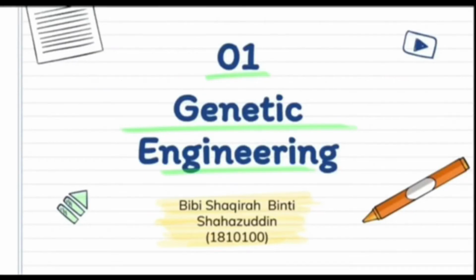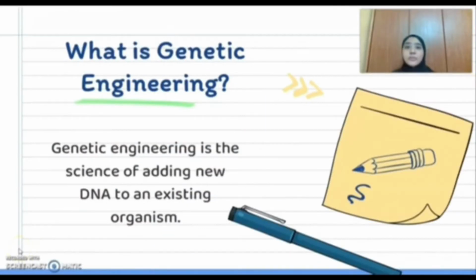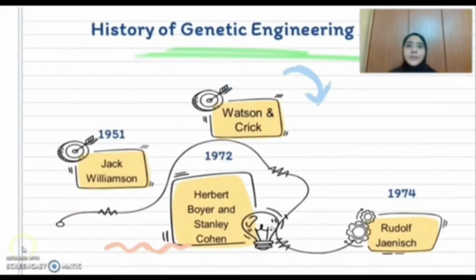My name is Bibi Shaqirah binti Shahazuddin and I will be explaining about genetic engineering. Genetic engineering is also known as genetic modification. So, genetic engineering ni apa sebenarnya? Okay, genetic engineering is the science of adding new DNA into an existing organism. So this allows an organism to be given new characteristics or new traits that can protect or improve it in some way. Genetic engineering ni juga merupakan salah satu sains yang quite complicated, so it requires a deep level of understanding on DNA. Okay, now let me share with all of you about the history of genetic engineering.